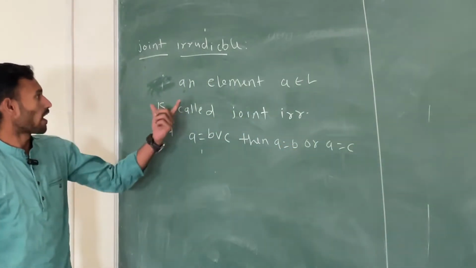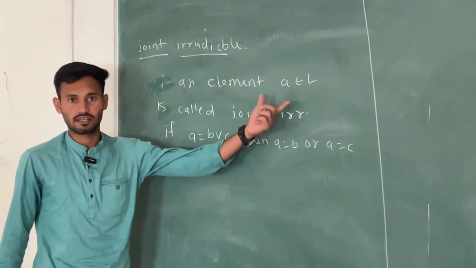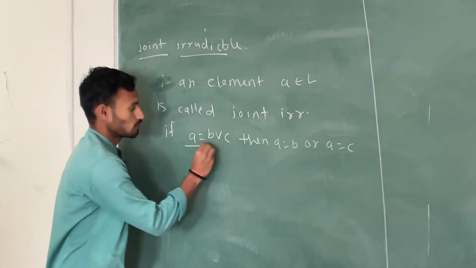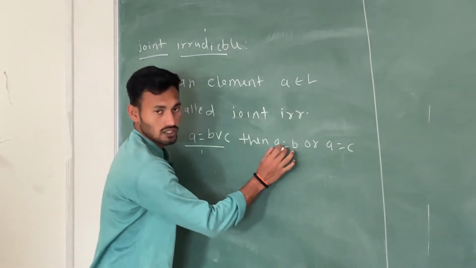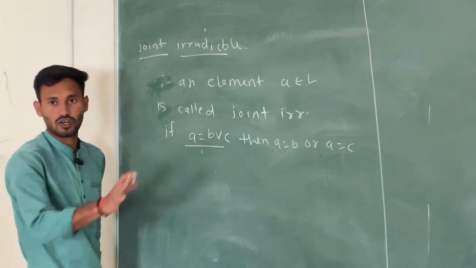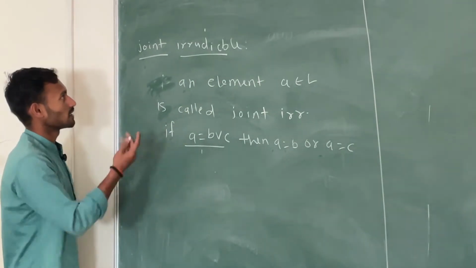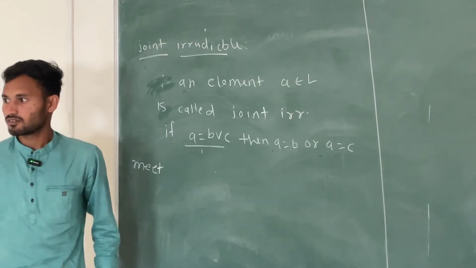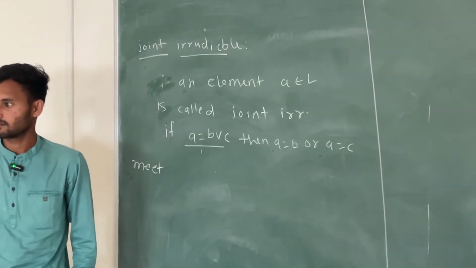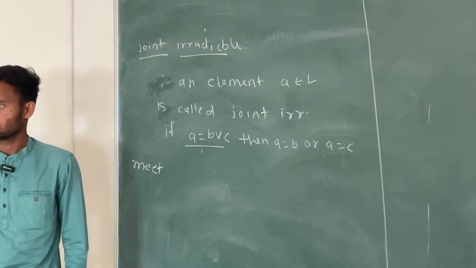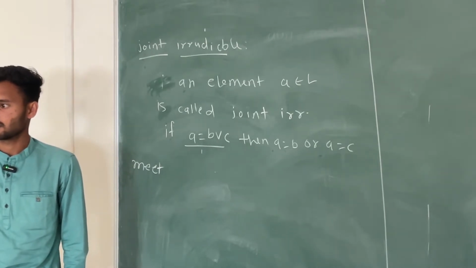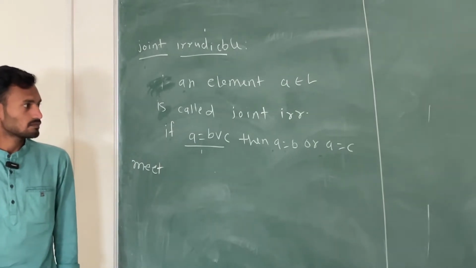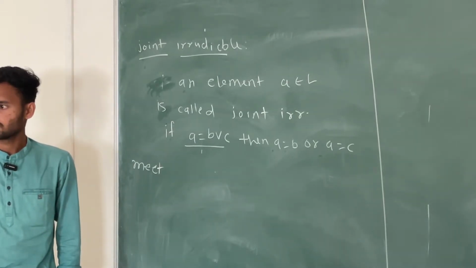It means we have an element A belonging to L, where L is a lattice, that is called join irreducible if A equals B join C implies A equals B or A equals C. It means you cannot write that element as a join of two distinct elements. You cannot reduce further. You cannot write A as a join of smaller elements. Whenever you write it like that, one of them is equal to A.